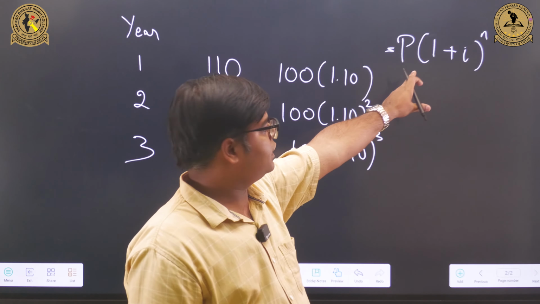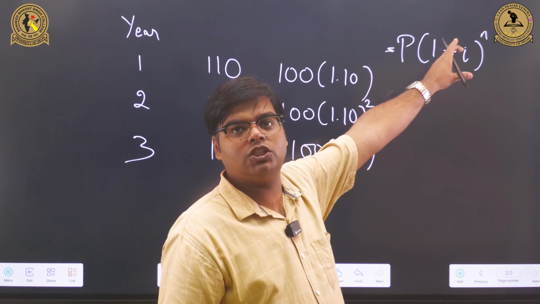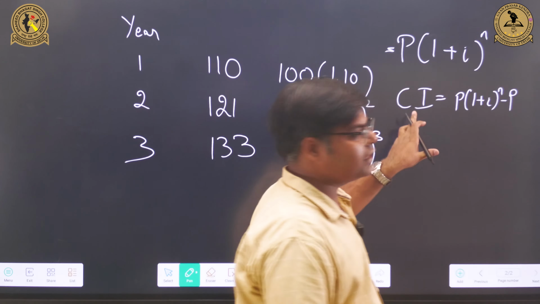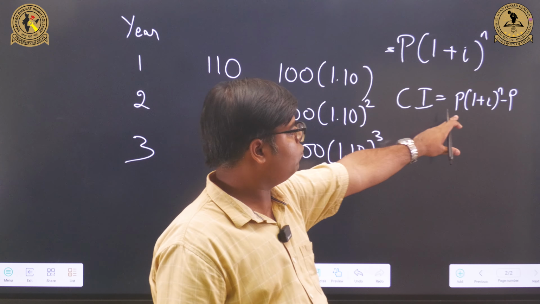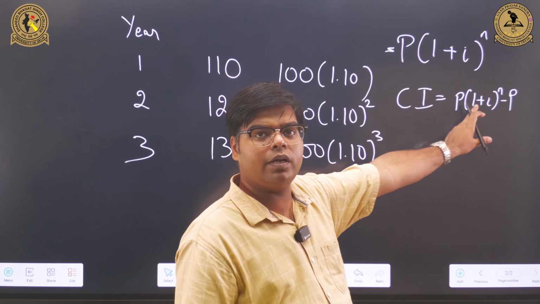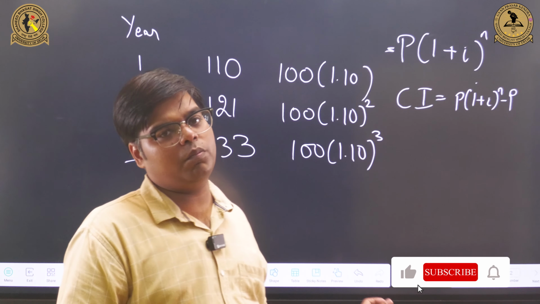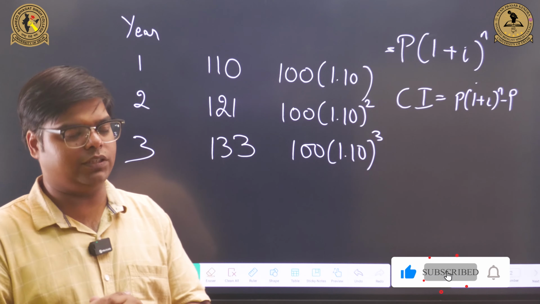Putting it into the formula, the amount of money which you will get after compounding is principal amount multiplied by (1 plus i) raised to power n. And the compound interest will be equal to P multiplied by (1 plus i) raised to power n minus P. Based upon this information, you can calculate the amount invested.